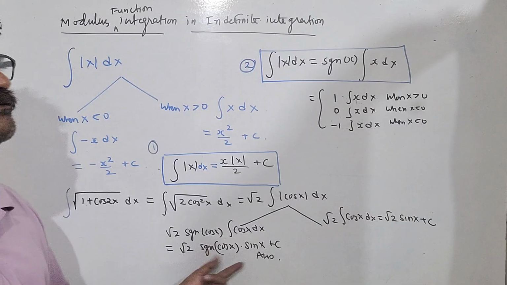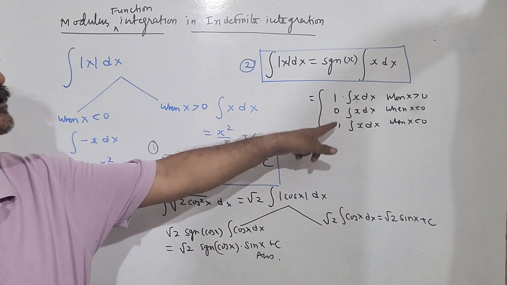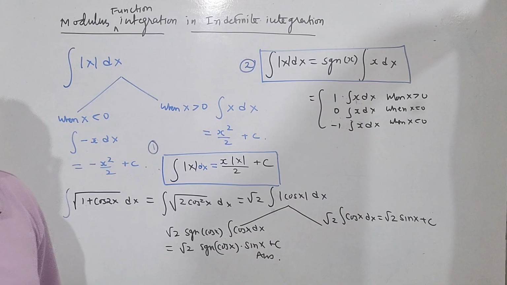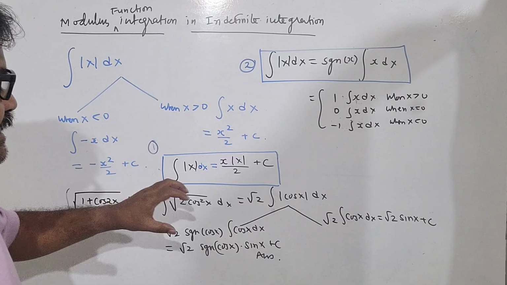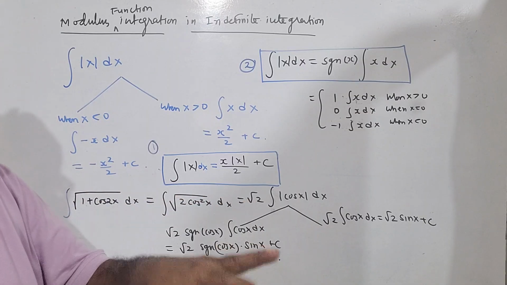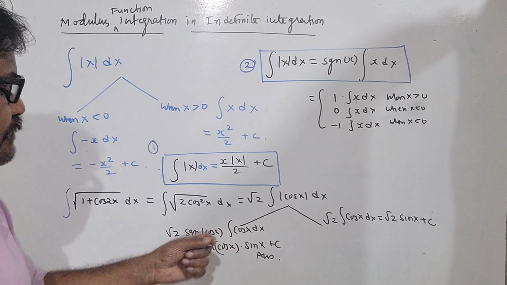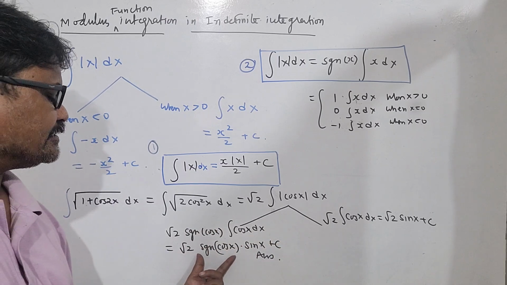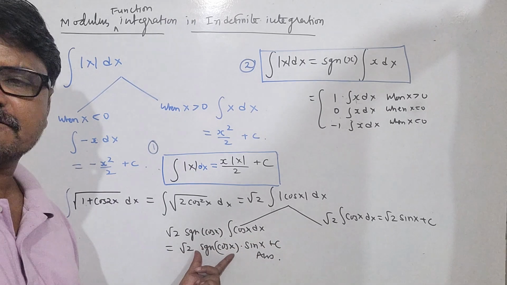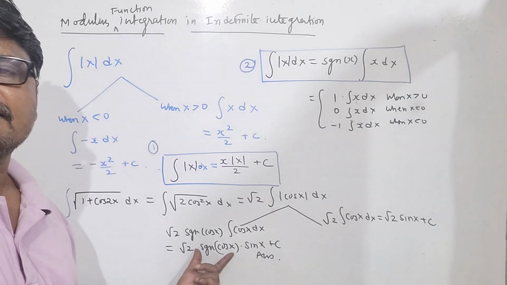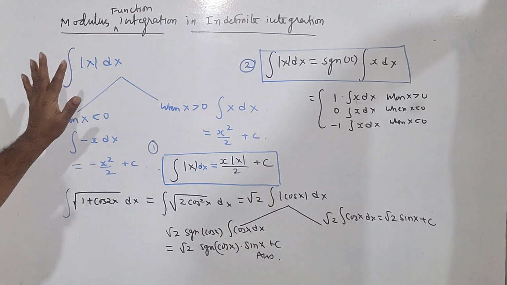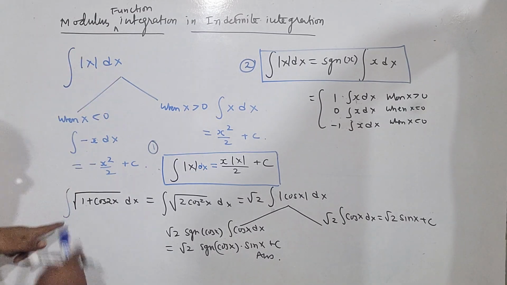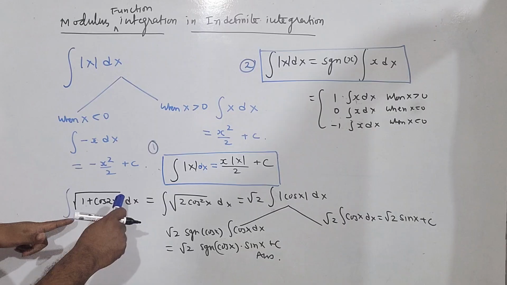Signum of cos x will now be either plus 1 or 0 or minus 1 depending upon where x is coming from. So when the range is given, that x is coming from this interval, then you can easily find out the signum of cos x, where it is plus 1 or minus 1 or 0. So in that way we can do the integration of modulus function and integration of square root function.